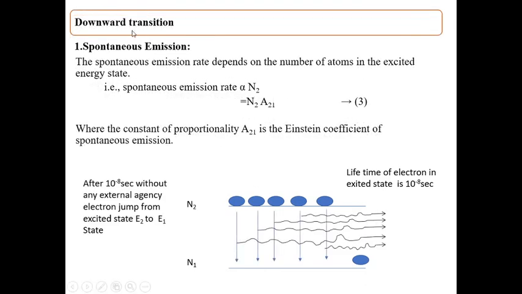Next, downward transition, spontaneous emission equation. It is written again here, showing how it is happening. You can see the picture here. All the particles are there in the excited state.